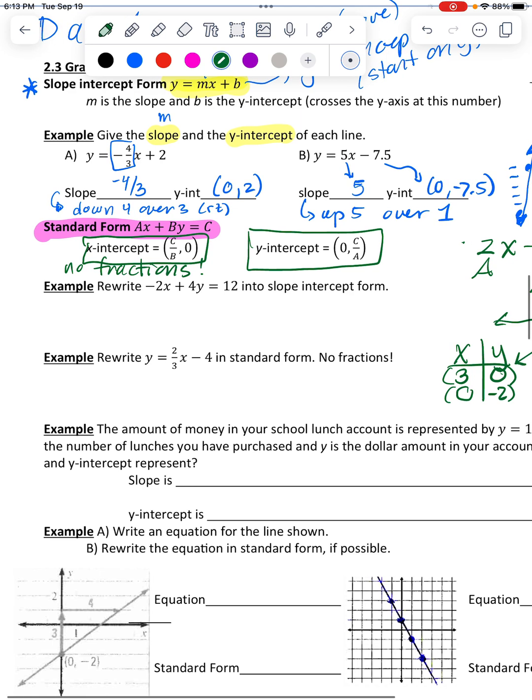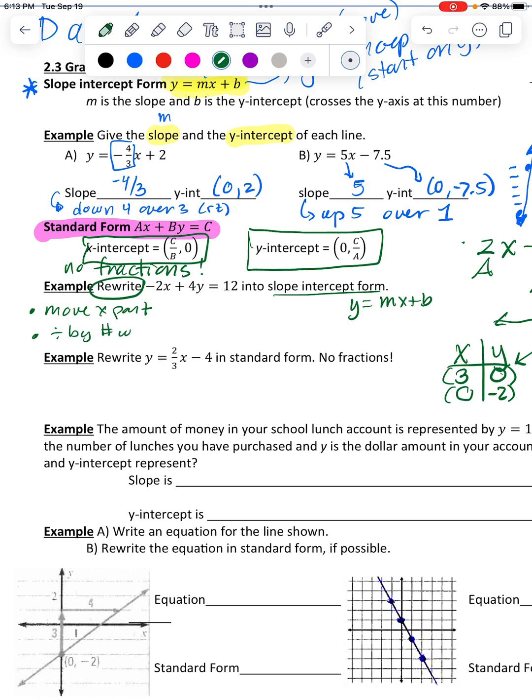Okay, so I'm gonna do what this says. It says to rewrite this standard form into slope-intercept form. So that means I need to get y alone, because slope-intercept form is y equals mx plus b. So this is just moving things around. I'm gonna move my negative 2x over. There's basically 2 steps. You're gonna move the x part over to the other side, and then secondly, you're gonna divide by whatever number is with y.